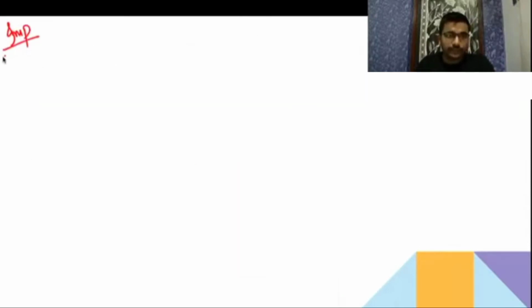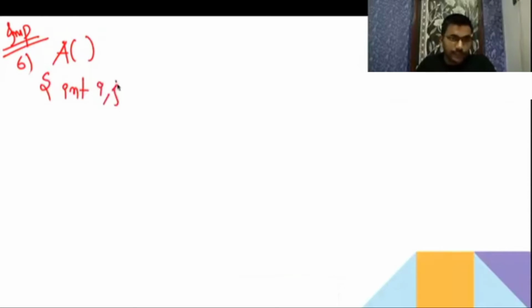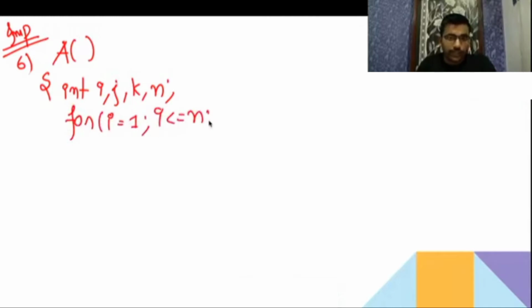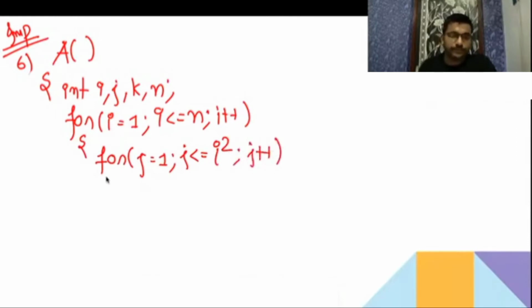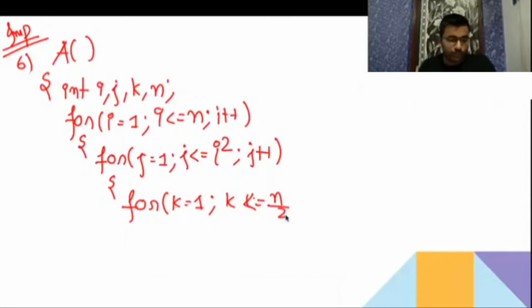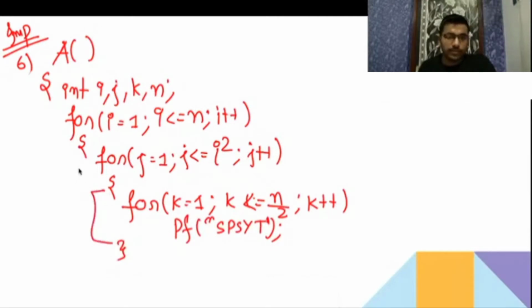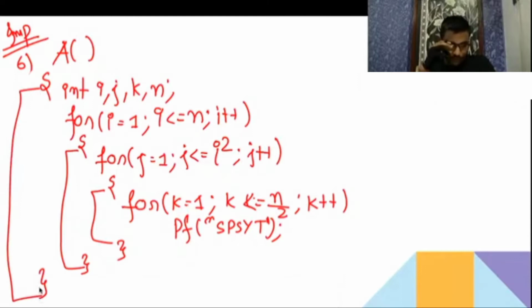This is also important. Please write with me and try to find the time complexity of this. int i, j, k, n; for i equal to 1, i is smaller than or equal to n, i plus plus; then for j equal to 1, j is smaller than or equal to i square, j plus plus; then for k equal to 1, k is smaller than or equal to n by 2, k plus plus; and printf. Try to find the time complexity of that.